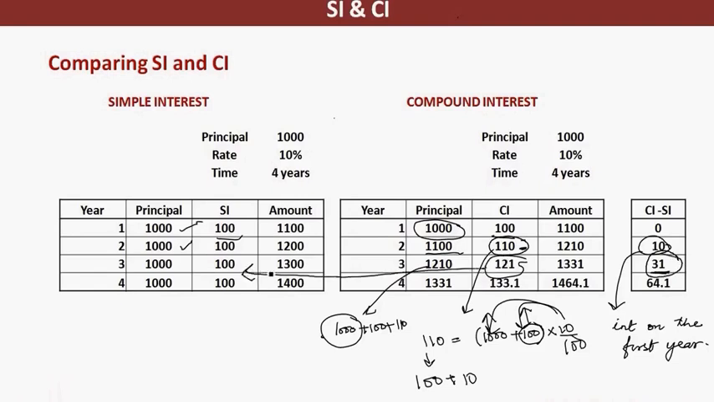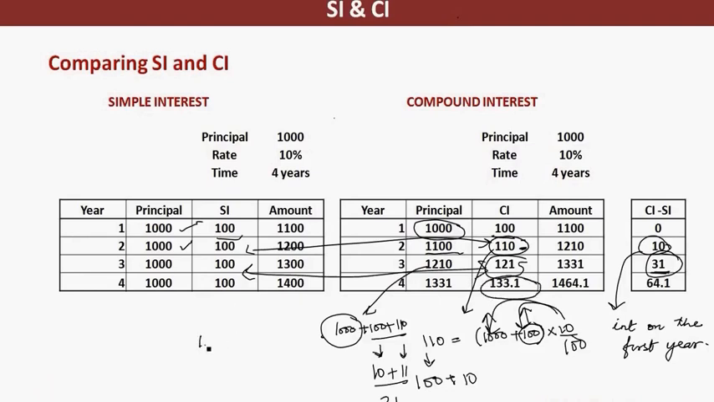This is the total difference. If I just look at the third year, the third year difference is 21 rupees, the second year difference is 10 rupees. So the total difference created is a 31 rupee difference. This 21 rupee difference is basically because of the interest on the first year interest and interest on the second year interest. This contributes to the difference.